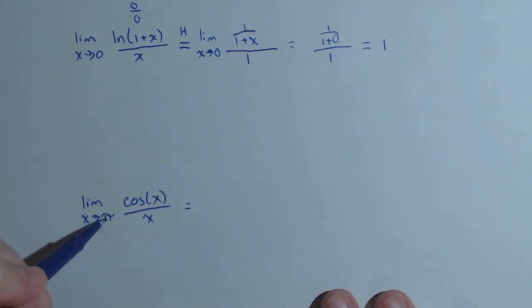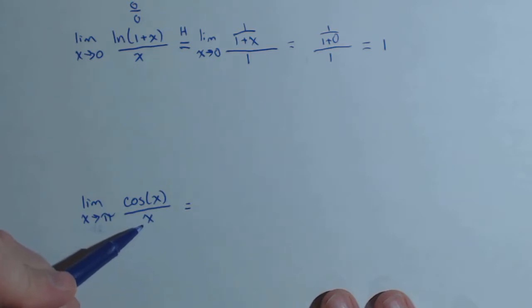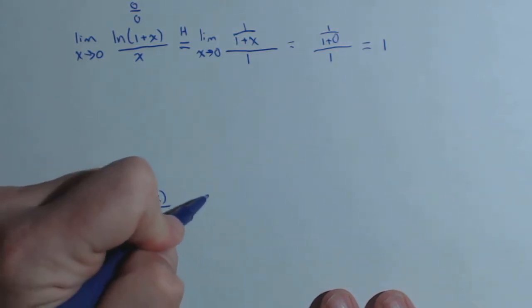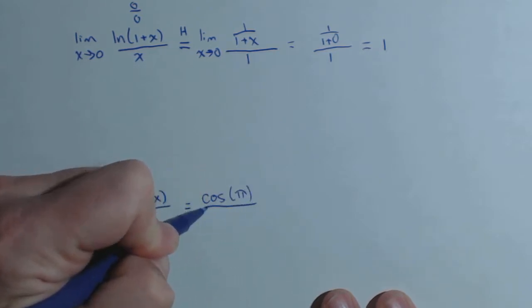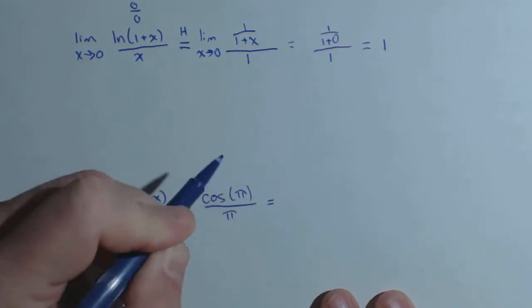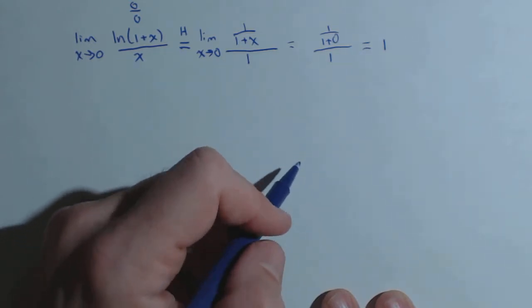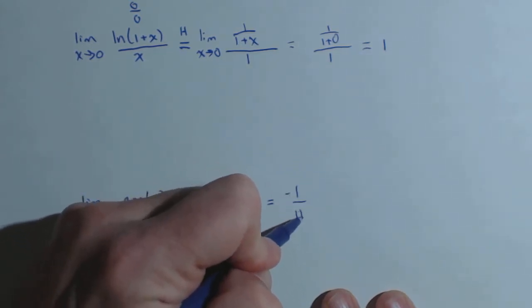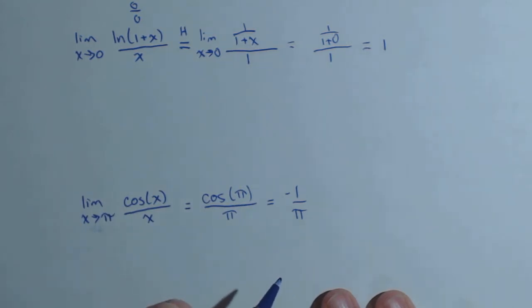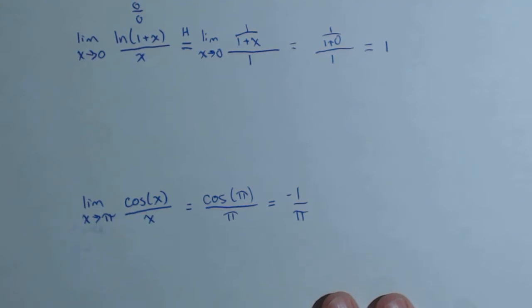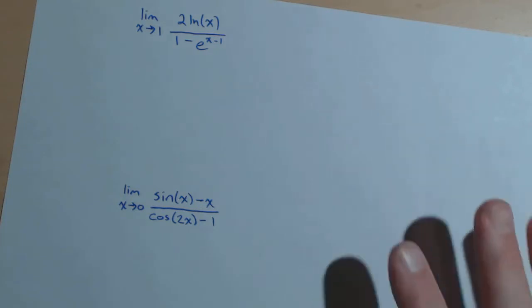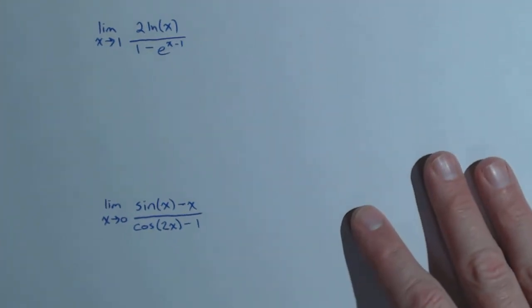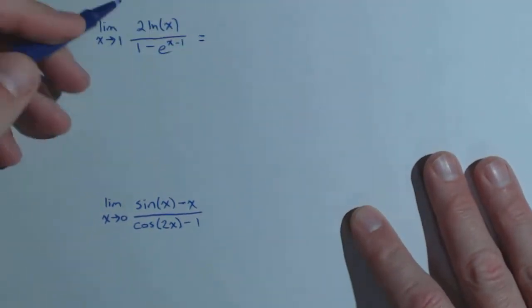The second one, limit as x goes to pi of cosine of x over x. If I plug pi in, I get cosine of pi over pi. Now cosine of pi is negative 1, and pi is just pi. So we did not need L'Hopital's rule, and we calculated the limit to be negative 1 over pi. Let's look at a couple others. Again, remember, it has to be in indeterminate form before you use L'Hopital's rule. Don't plug it in blindly.